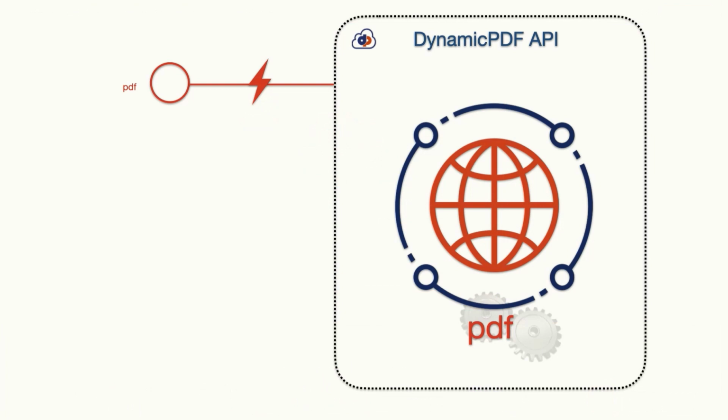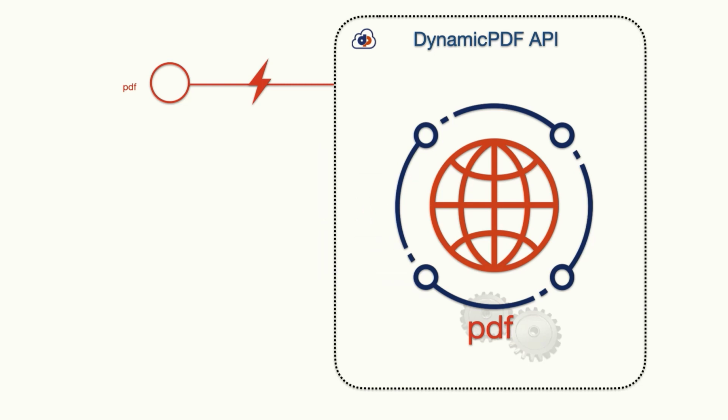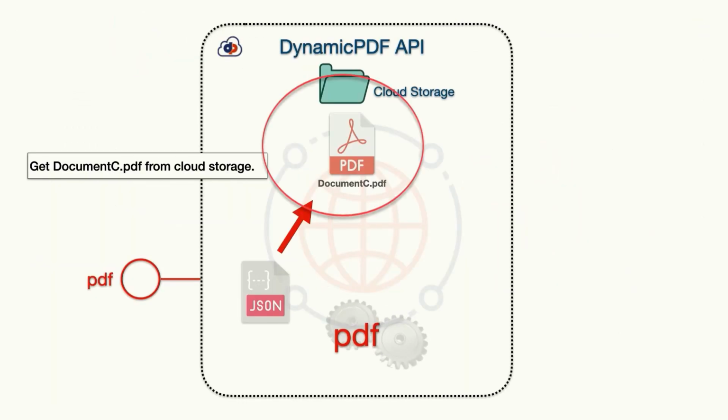The PDF REST endpoint is an endpoint you can integrate into your applications to create PDFs. Let's use the merge PDF sample application and use the PDF endpoint to merge 3 PDFs into a combined PDF. How it works is we're going to call the PDF endpoint with an instructions.json document, 2 PDFs from our local file system, and a PDF in cloud storage.